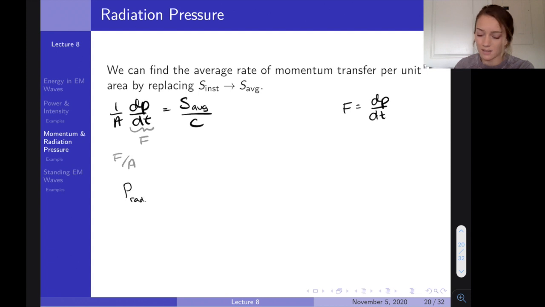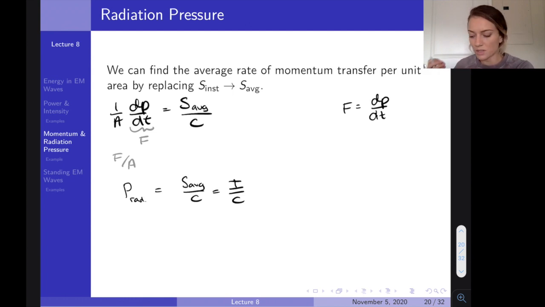So we have a lot of P's now. So this is the P for pressure, not momentum. So this is a pressure, and it's a radiation pressure. So this equation, S average over c, remember S average is also equal to the intensity. So the average intensity divided by the speed of light gives us a pressure. And that's because if the fields have momentum, when they hit something, they're going to have a pressure too. So this is the pressure associated with that momentum in the fields.